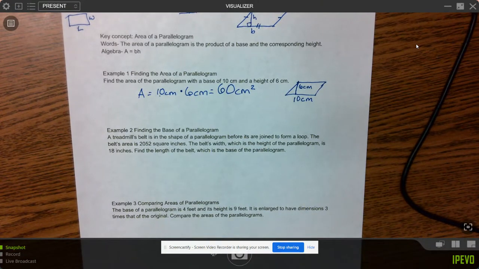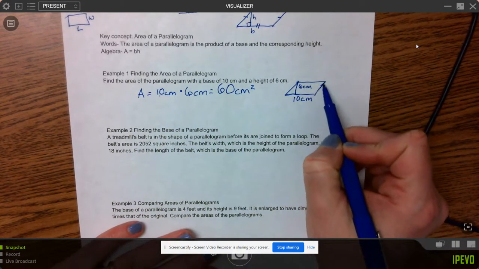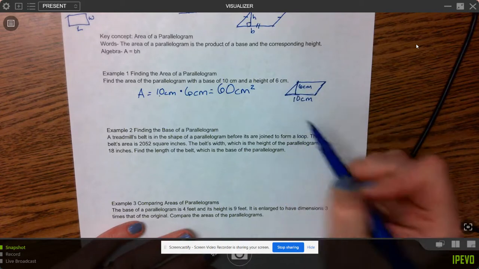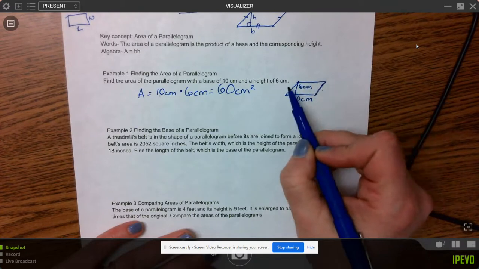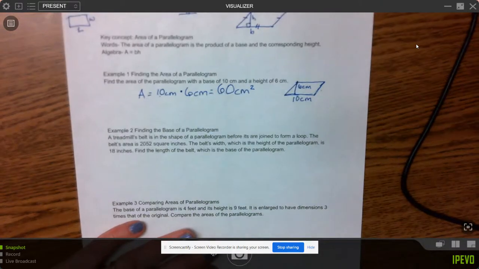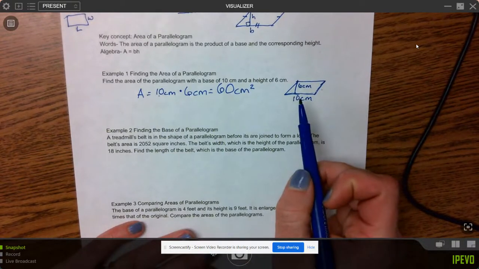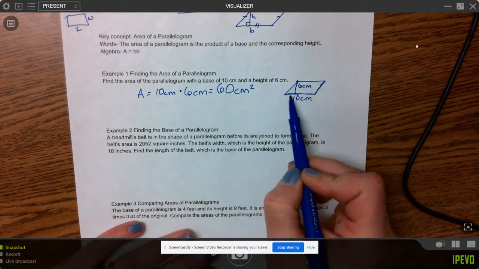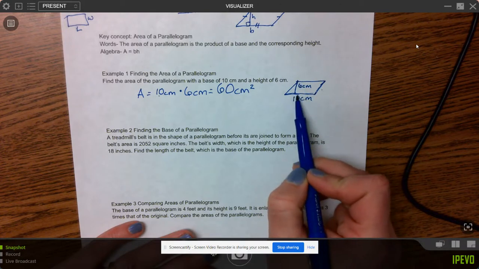Same way that we found the area of a rectangle. If we were to find the perimeter of the parallelogram, we would need to know our length and the width, and then we just add them all up just like a rectangle. You would add all four sides up to find the perimeter. So perimeter finding is the same as with the rectangle. For the area, instead of length and width, it's the base times the height.